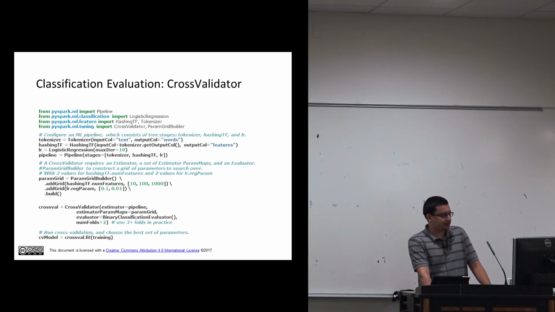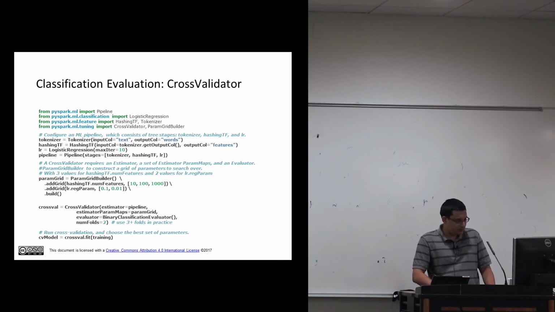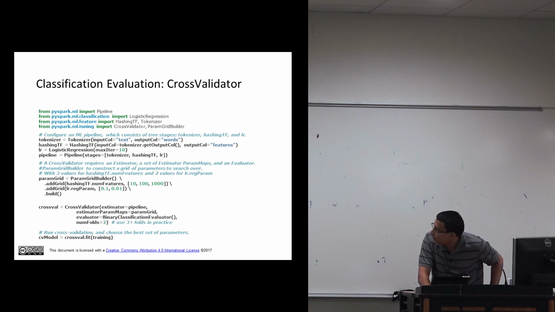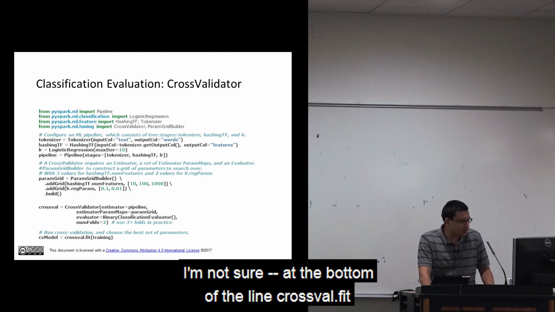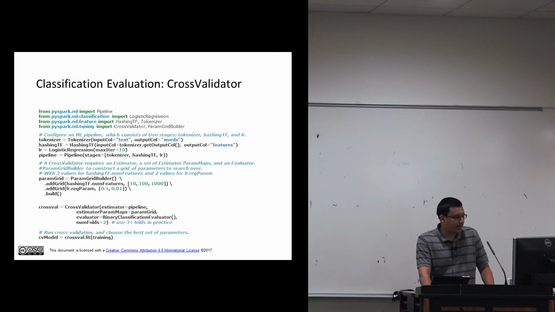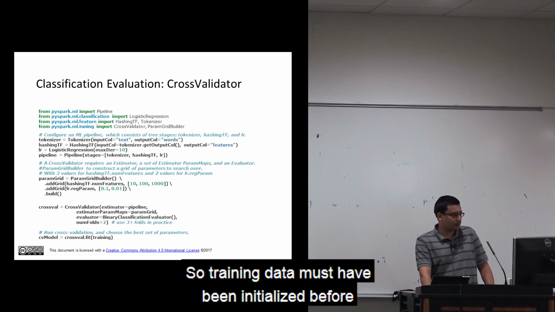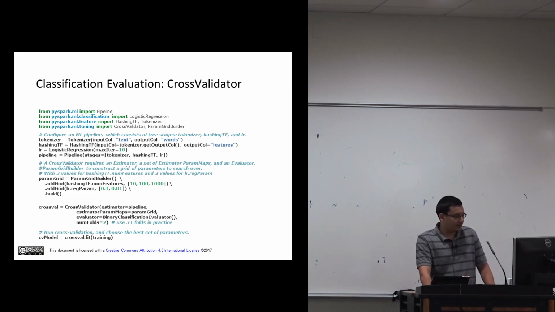And after that, at the bottom of the line, you call crossval dot fit, and you hand over the training data. The training data must have been initialized before, that has been skipped.